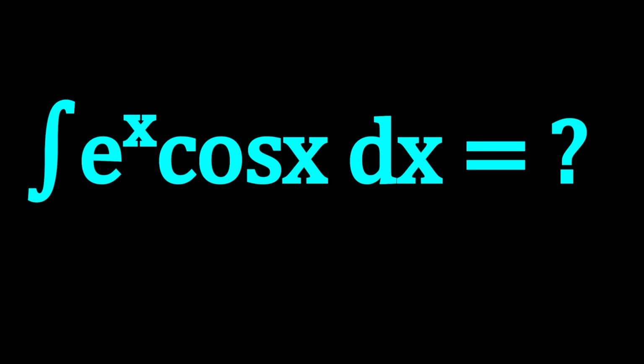If you're going to pick u, you are looking for something easy to differentiate. And for dv, it should be something easy to integrate. Of course, there are exceptions. For example, if you have ln x dx, ln x is not necessarily easy to differentiate, but harder to integrate. dx is kind of easy.